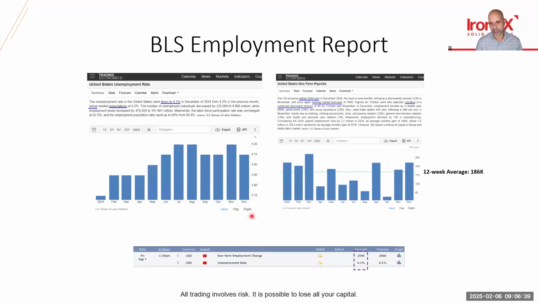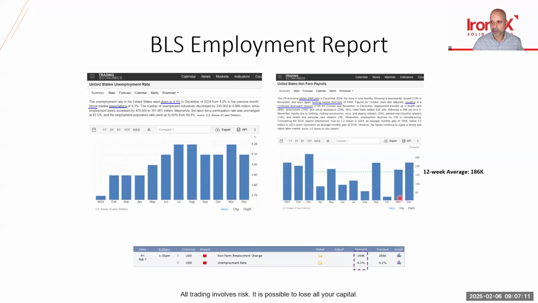Now, coming to the Bureau of Labor Statistics, they will release their employment report tomorrow, Friday, 7th of February at 1:30 p.m. GMT time. And the unemployment rate has been pretty steady since September till December, coming in between 4.1 and 4.2%. And we can see that the unemployment rate is expected to remain unchanged at 4.1% once more in January 2025. So remember, these results that we see here tomorrow would be for January 2025.